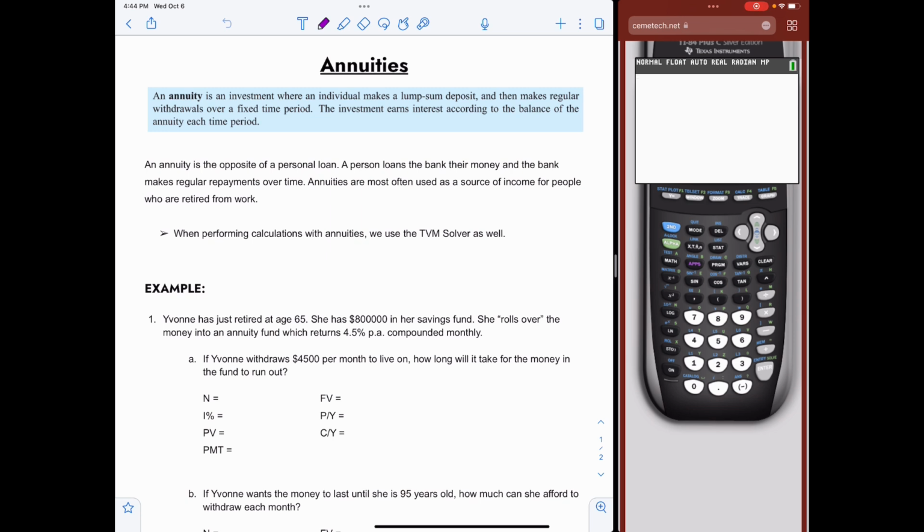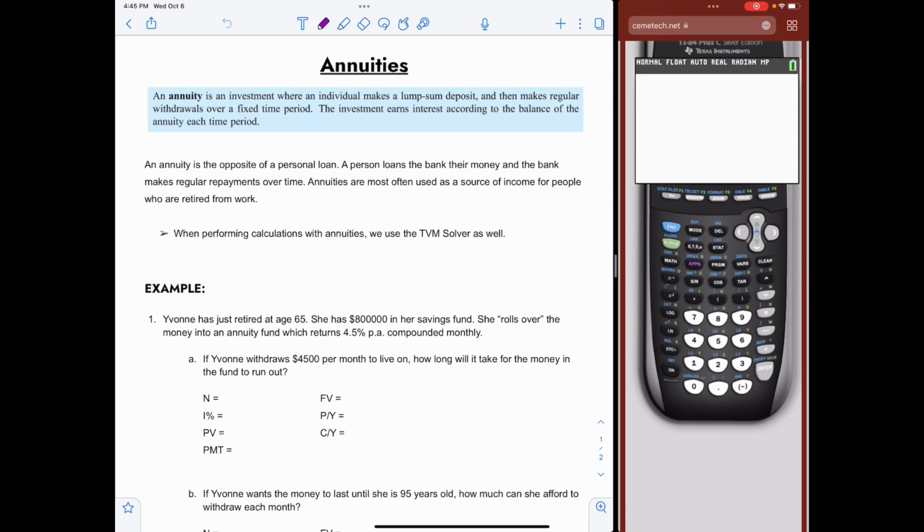So, an annuity is an investment where an individual makes a lump sum deposit and then makes regular withdrawals over a fixed time period. The investment earns interest according to the balance of the annuity each time period. So basically, an annuity is the opposite of a personal loan. What happens is that a person will loan the bank their money and the bank will make regular payments to them over time, basically giving them their money back.